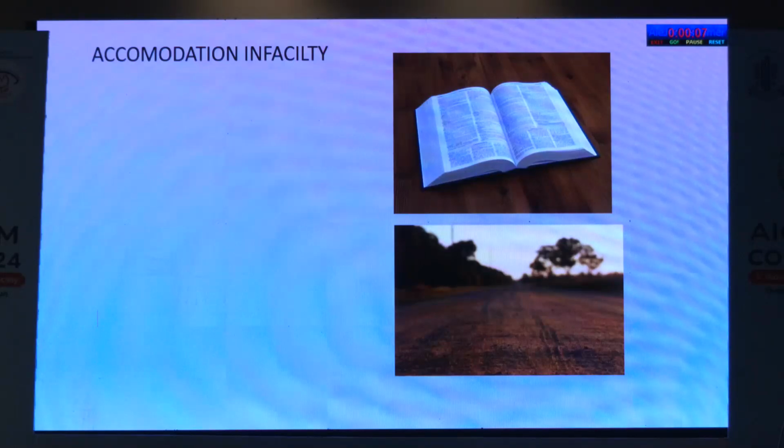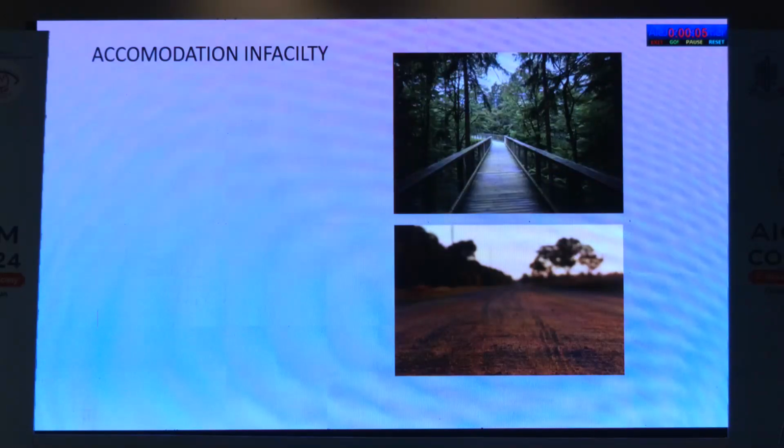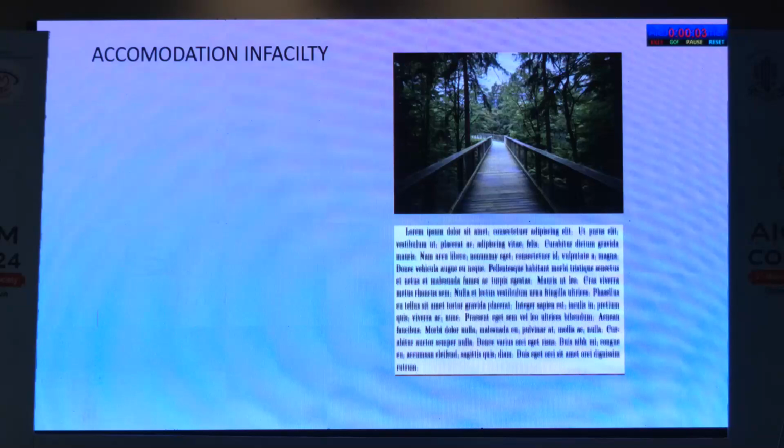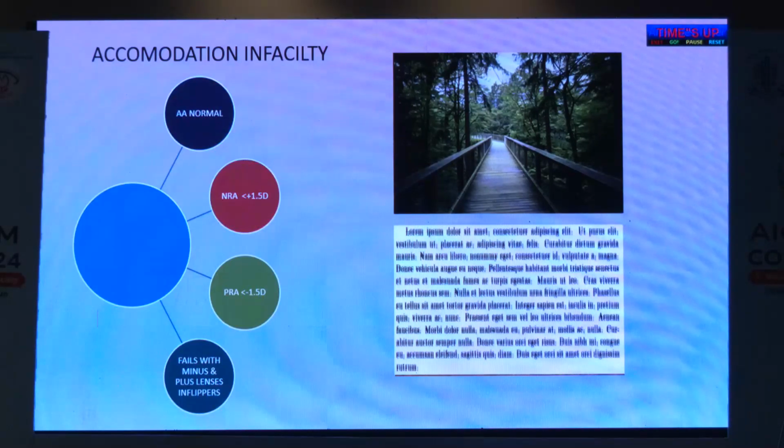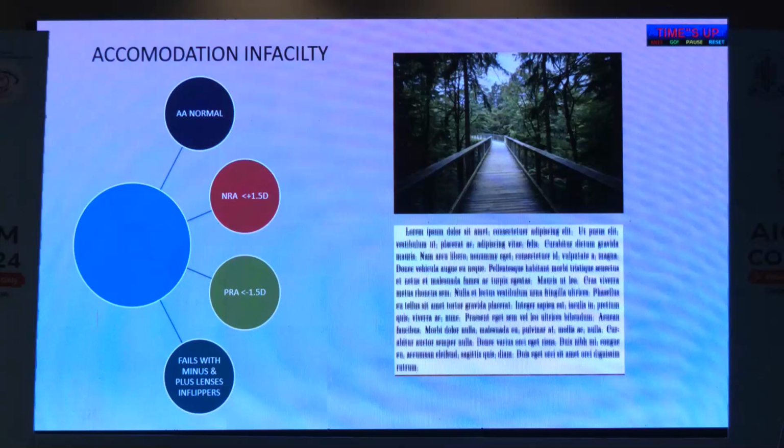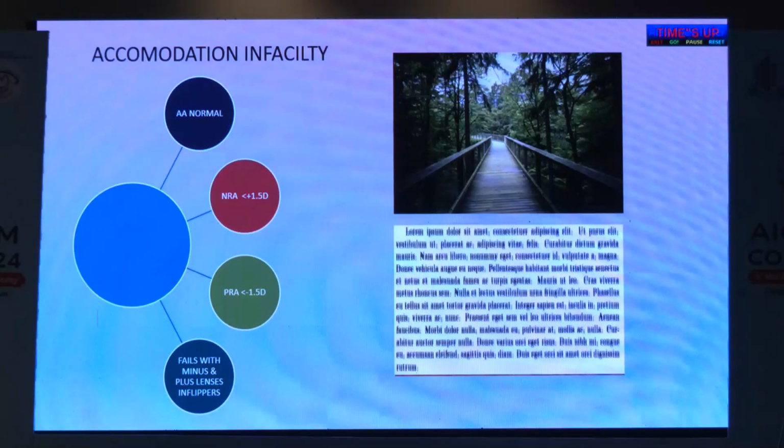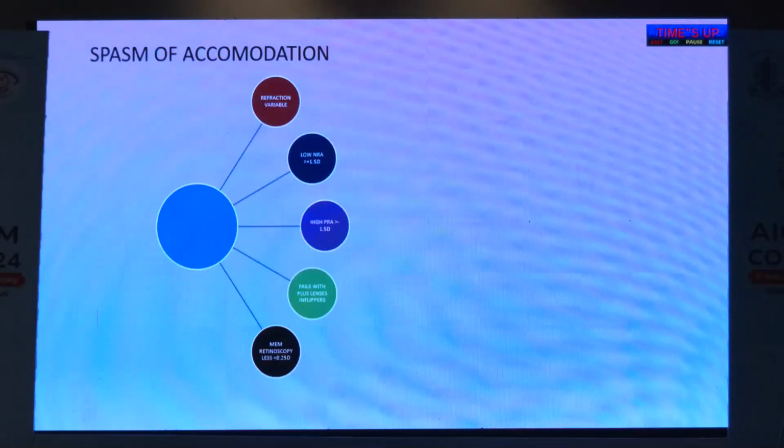And accommodation infacility means when you read the book, everything is clear, but when you look at the distance, it's not clear. When you look at a far distance, everything is clear, but when you look at the book, it's not clear. So there is infacility for both. Here accommodation amplitude will be normal, but your NRA and PRA will be less, and it fails with the minus and plus lenses.